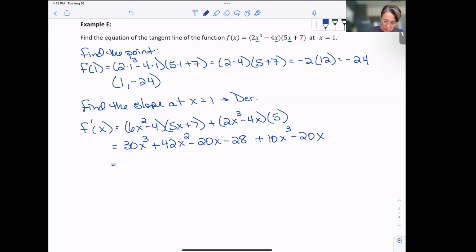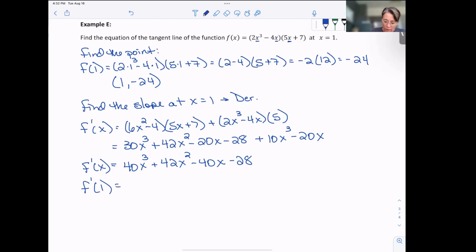Let's clean this up. 30x cubed and 10x cubed, so we get a 40x cubed. We only have one x squared, so we get a 42x squared. Negative 20x minus 20x is a negative 40x, and a minus 28. So that is a simplified version of the first derivative. So we've got that function, but we want the derivative or the slope at a particular point. So we're going to find the first derivative where x equals 1.